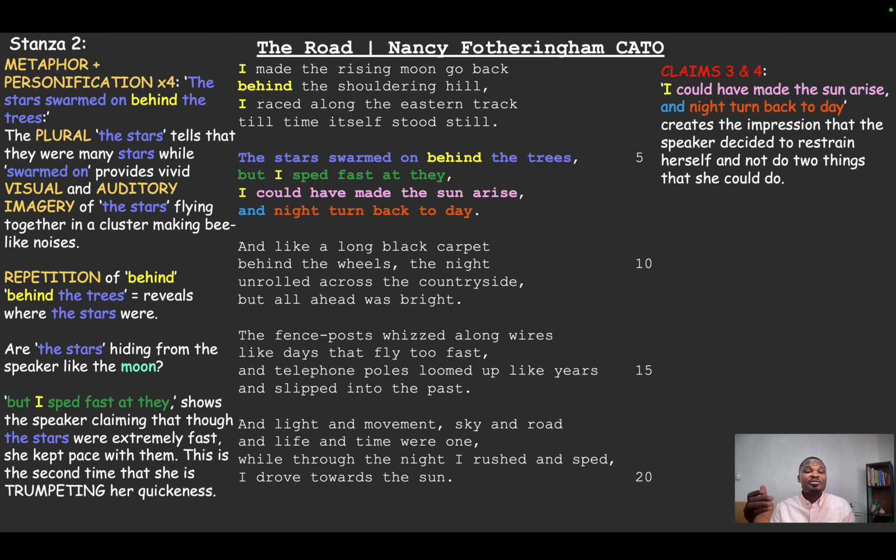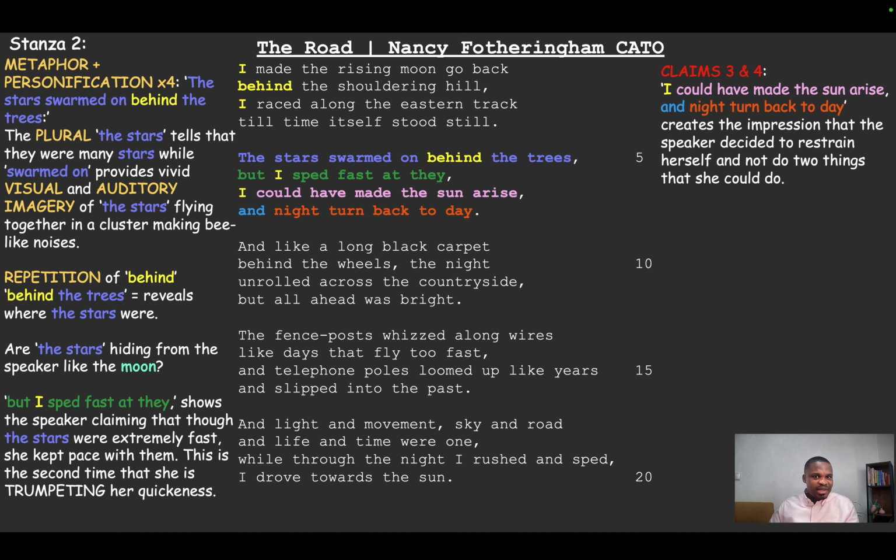But I sped fast as day. So again, the speaker is able to do things that other elements cannot do. So it's so fast that time itself stood still. Or at least it keeps up with them. So, but I sped fast as day shows the speaker claiming that though the stars were extremely fast, she kept pace with them. They didn't run quicker than her. This is the second time that she's trumpeting her quickness.